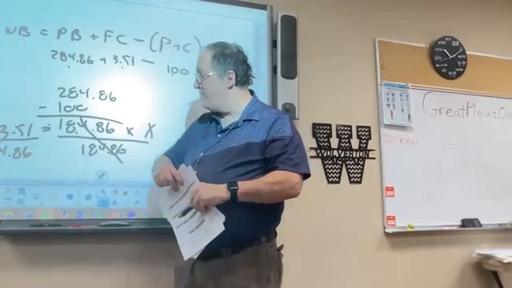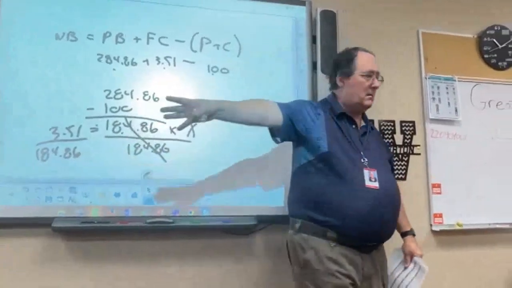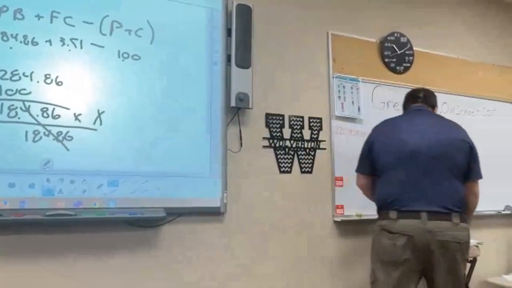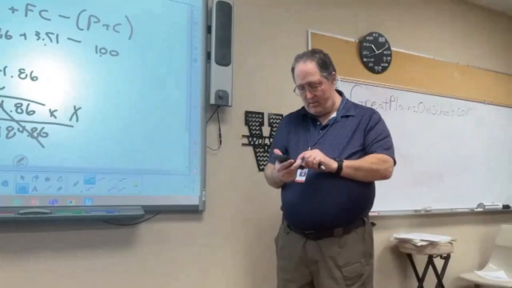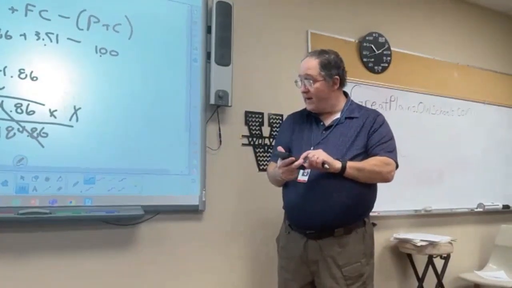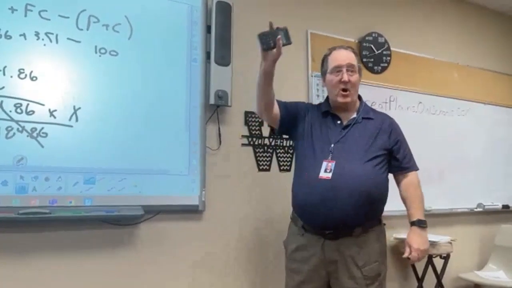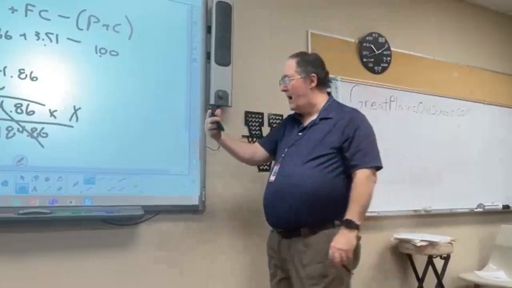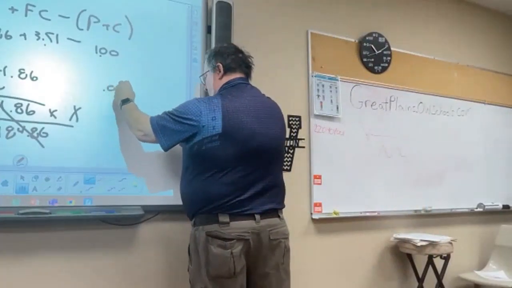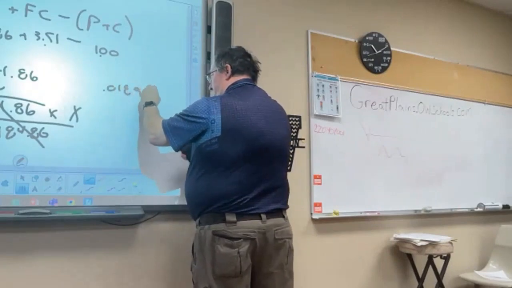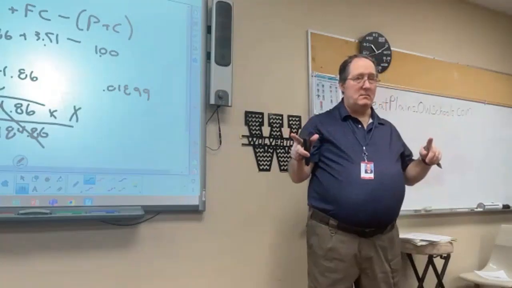Now, you notice this number up on the top is small compared to this on the bottom. So we're going to have a fraction. So 3.51 divided by 184.86. As long as you don't have fixed decimals, I'm getting a decimal answer of 0.0190. And they asked for percentage.